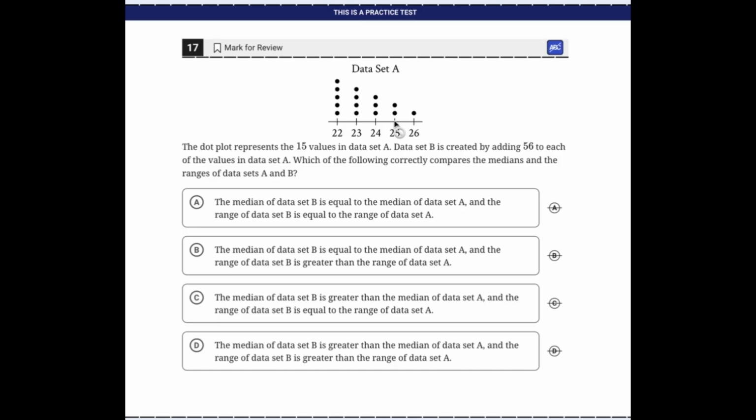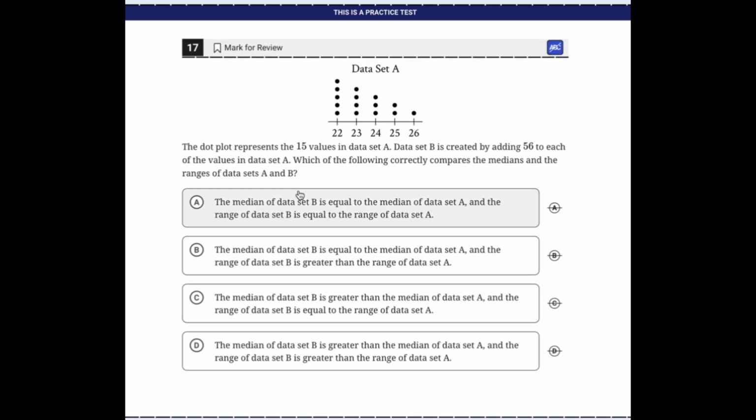If you add 56 to all the values in this data set, the range is still going to be 4, because it's the difference between the two values and doesn't actually have anything to do with those values themselves independently. So the range is going to remain the same across those two data sets, while the median is going to increase in data set B. So that's going to be somewhere in our answer.